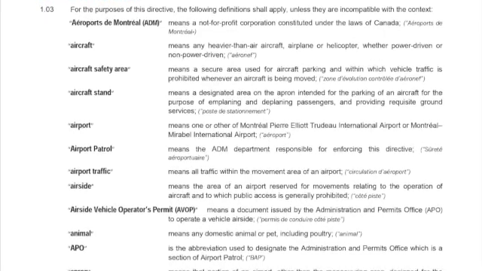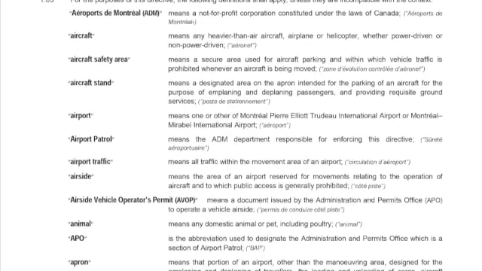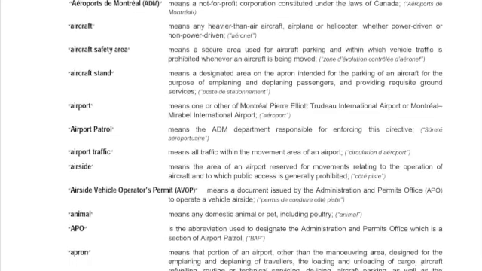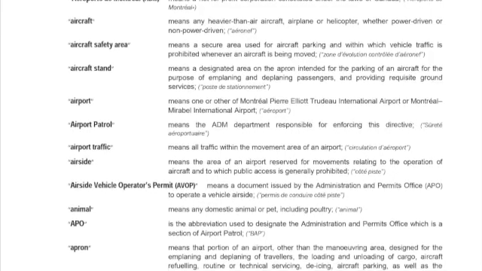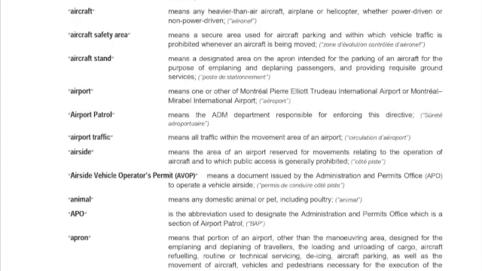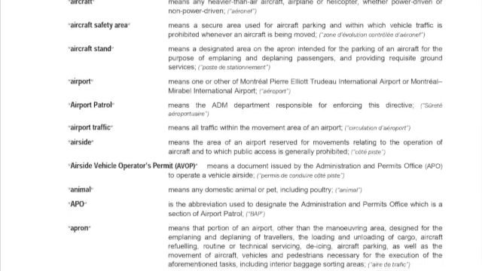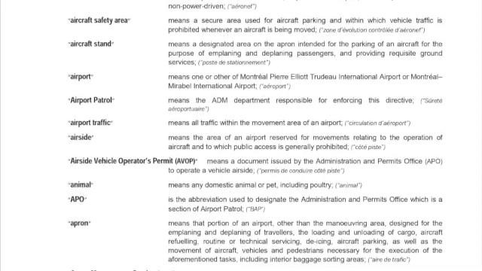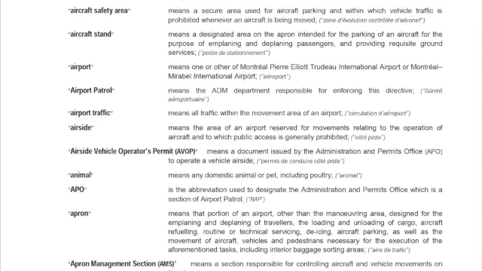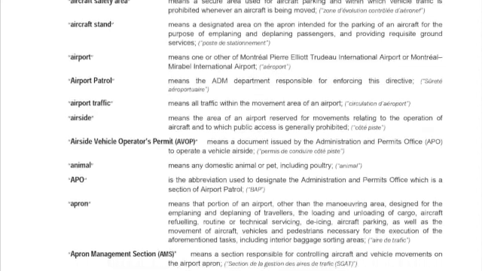Airside means the area of an airport reserved for movements relating to the operation of aircraft and to which public access is generally prohibited. Airside Vehicle Operator's Permit, AVOP, means a document issued by the Administration and Permits Office, APO, to operate a vehicle airside. Animal means any domestic animal or pet, including poultry.